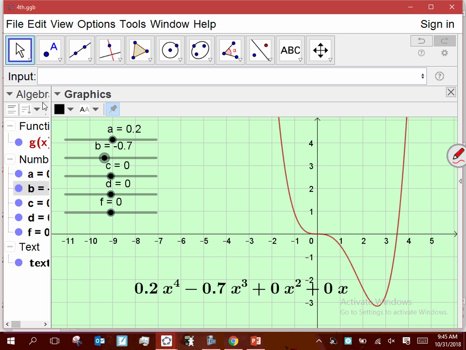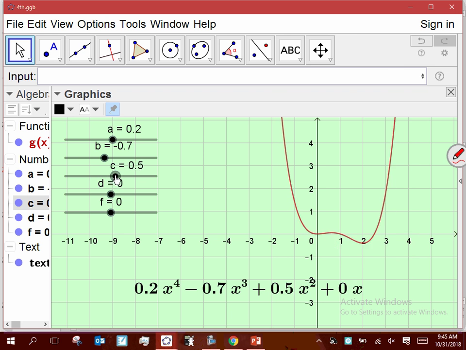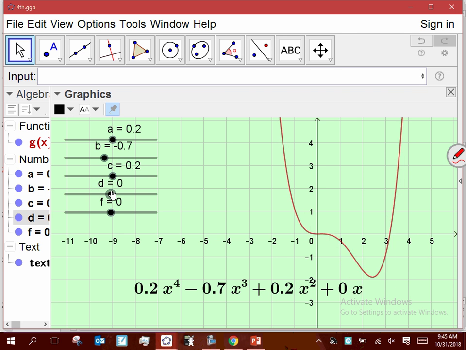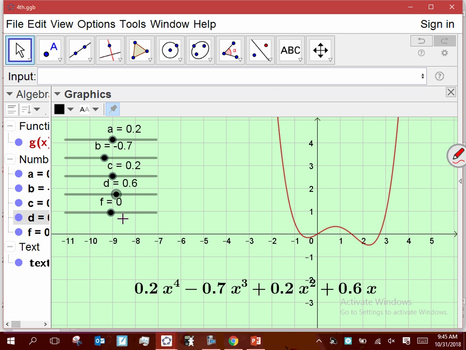But notice that the end behavior is still the same, isn't it? As x goes to positive infinity, y goes to positive infinity. As x goes to negative infinity, y goes to negative infinity. No matter how I change these, okay? No matter how I change them, so maybe I can make it look like a little bit of a W, okay? It still has the same end behavior, right?